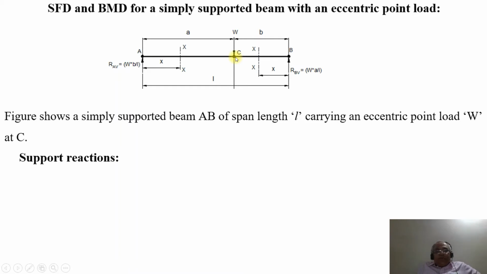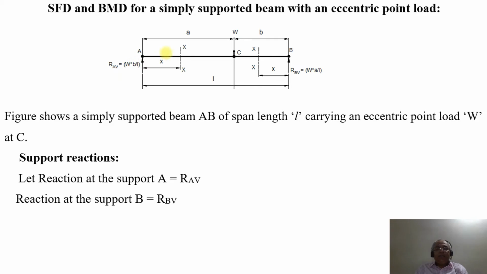So what are all the support reactions we are going to get? The point C is at a distance of a from A and b from B. Let RAV be the support reaction at the point A and the reaction at the support B be RBV. Now, taking moments about the point A, the sum of the clockwise moments will be equal to the sum of the counterclockwise moments.